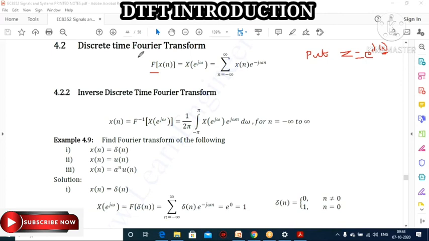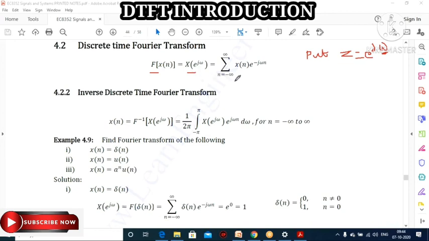In the second unit we discussed the Fourier transform also, isn't it? But there the Fourier transform is applied to a continuous time signal. Here in this unit, the Fourier transform is applied to a discrete time signal. That is the discrete time Fourier transform. So the formula is capital X of e power j omega, that is the frequency domain.